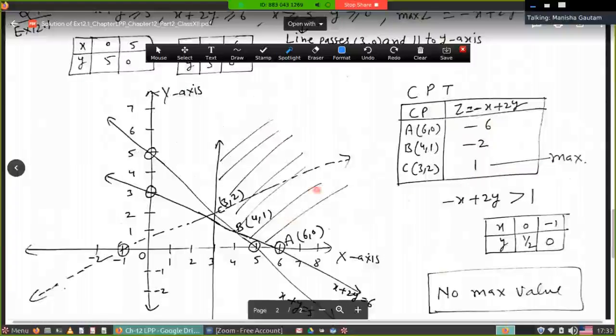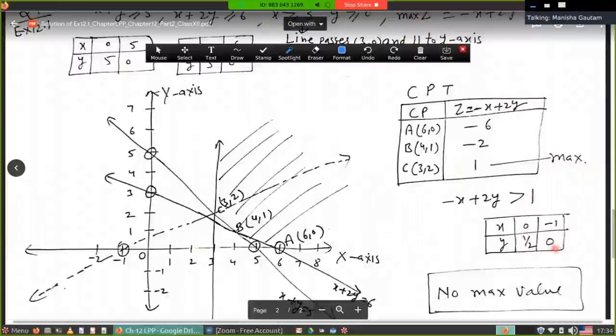Now it is an unbounded region. You have to do two further steps also. Z is minus x plus 2y. If you are maximizing, it means you have to put greater than 1. In the previous question, you had to minimize, so I put the less than sign. But for the maximum, you have to put the greater than sign, and that maximum value is 1.